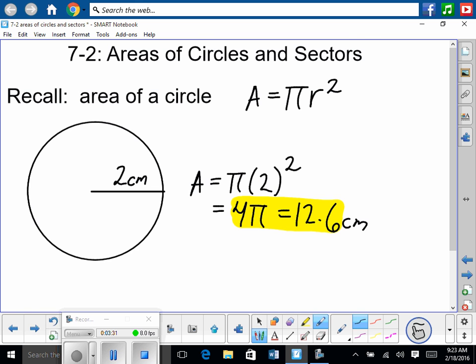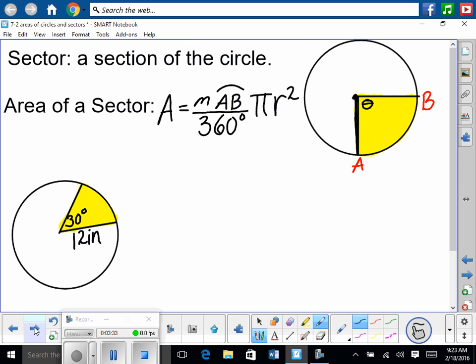Area of a circle. Okay, so now here is the formula for area of a sector, but really it's just the same formula as area of a full circle with just one little tweak, which actually makes a lot of sense. So here's the area of a sector formula.